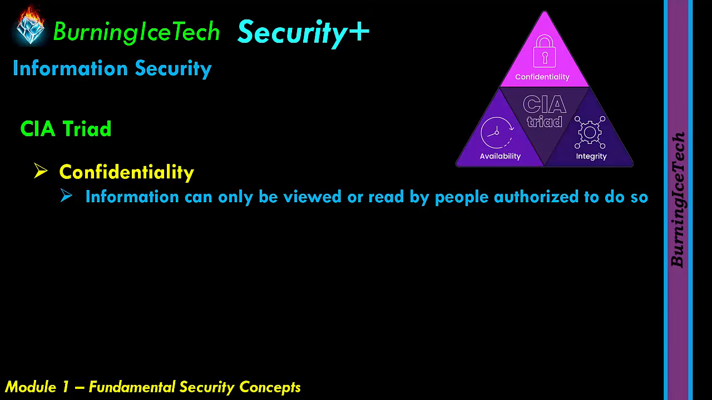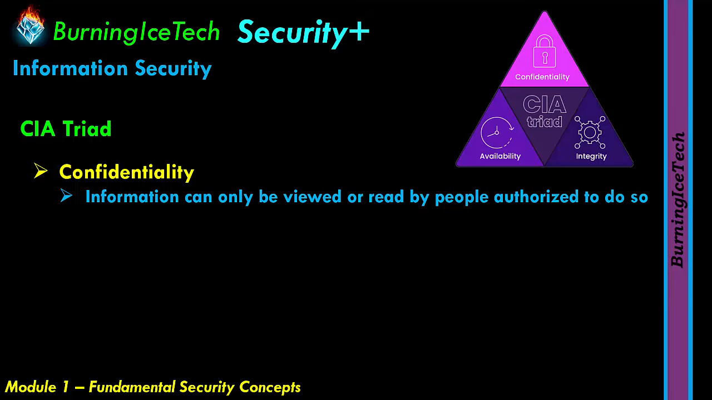So if I, for example, put a private document in an envelope, yes, it gives me confidentiality in real life, but it does not give me integrity because anybody can tamper with it, and it does not have anything to do with availability. So more on that in just a moment.